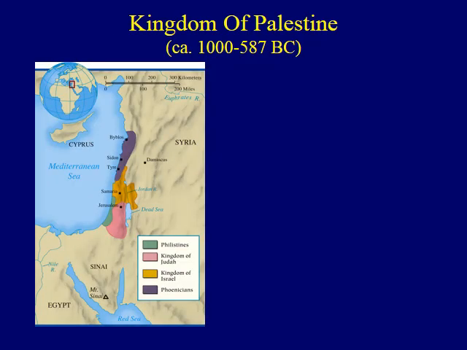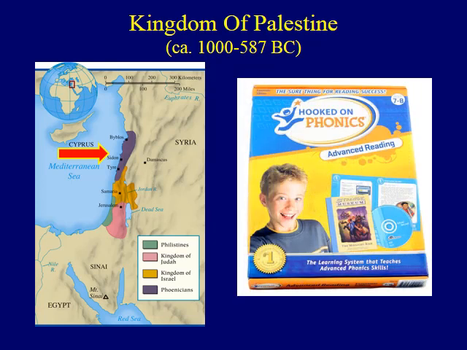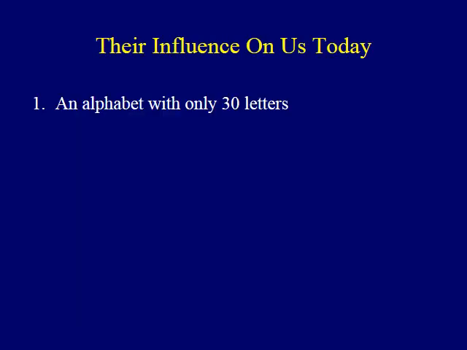The region included in the Kingdom of Palestine is shown here, the colored portions of the map. The people living in the northern part were the Phoenicians. That's where the arrow's pointing. They were the ones who came up with the alphabet with only 30 letters. Have you ever heard of hooked-on phonics? Well, it's called that because the Phoenicians were the ones who developed it.